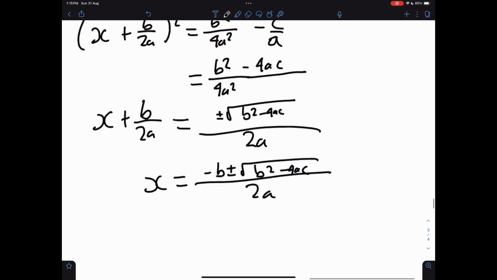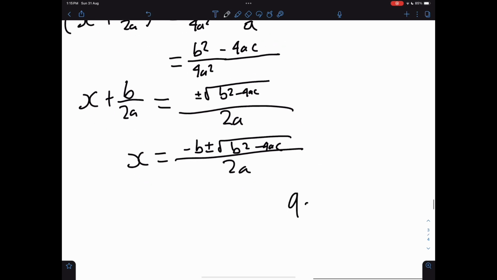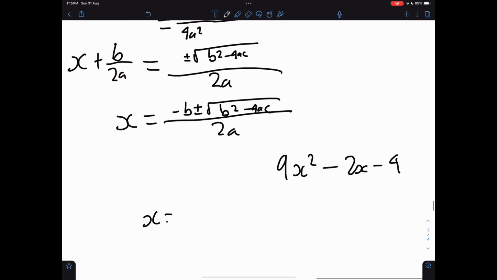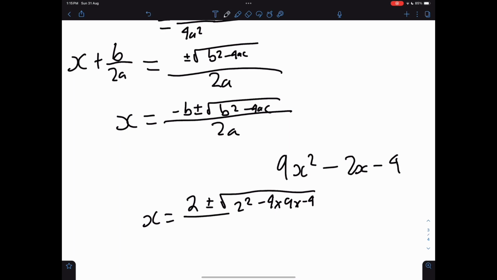And just a reminder that, if you did 9x squared minus 2x minus 4, you'd do x equals, it would be 2 because minus 2 is positive 2, plus or minus the square root of 2 squared. It doesn't change it. I mean, perhaps you might just want to do 2 squared minus 4 times a times minus 4, 2 times 9.